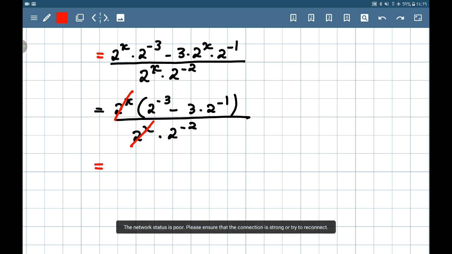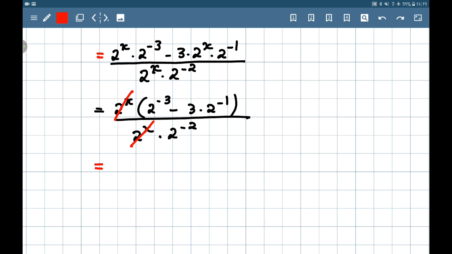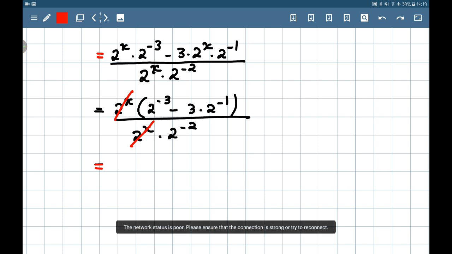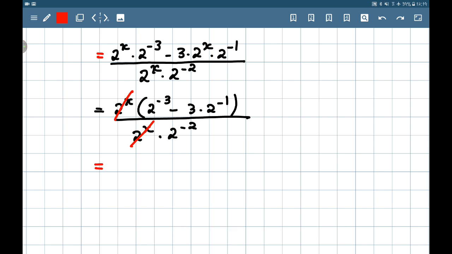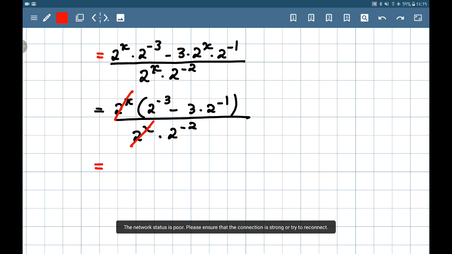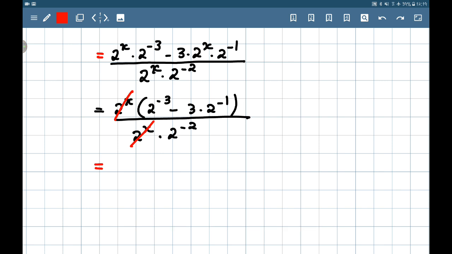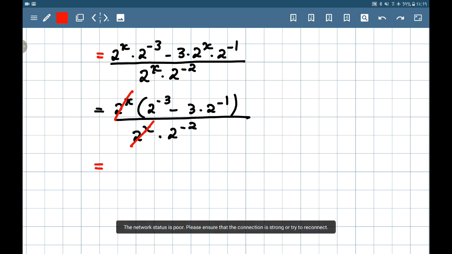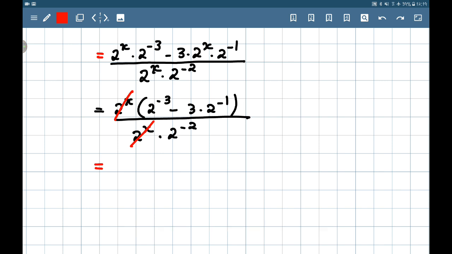Okay. I'm just checking if my calculator is working. But I got negative 3 over 4. Huh? I got negative 3 over 4. Okay, wait.